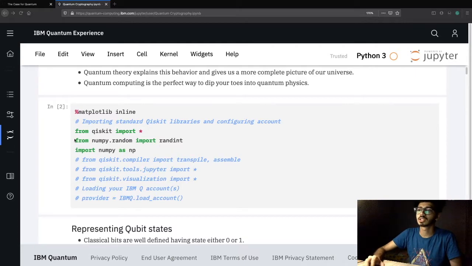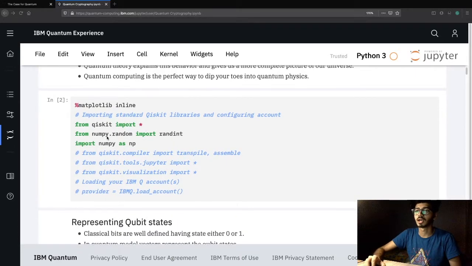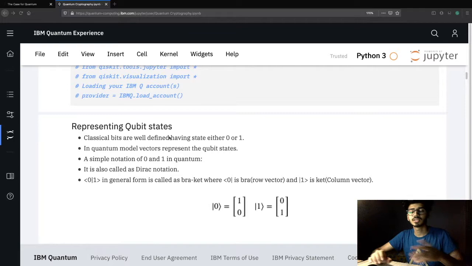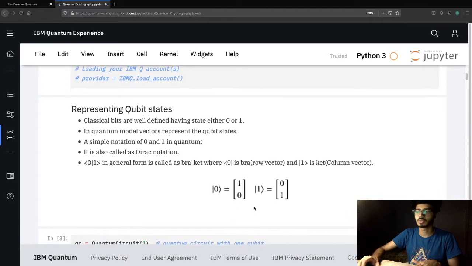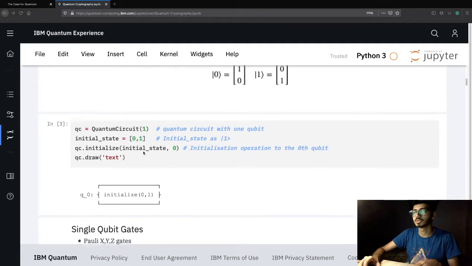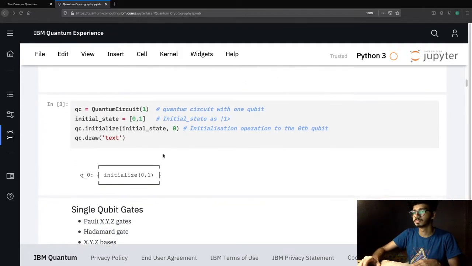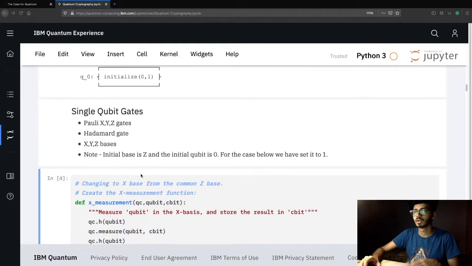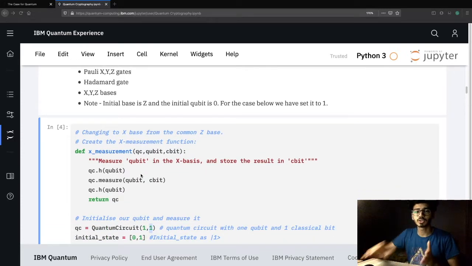Here I'm using the Qubit package and the NumPy library. I initialize it. Now representing the qubit states. Classical bits are well defined, having either state 0 or 1. In the quantum model, vectors represent the qubit states. Just like here, we use the Dirac notation. This is ket 0 and ket 1. These are column vectors. We initialize the quantum circuit using the QC object and with the initial ket 1 in the draw text method.